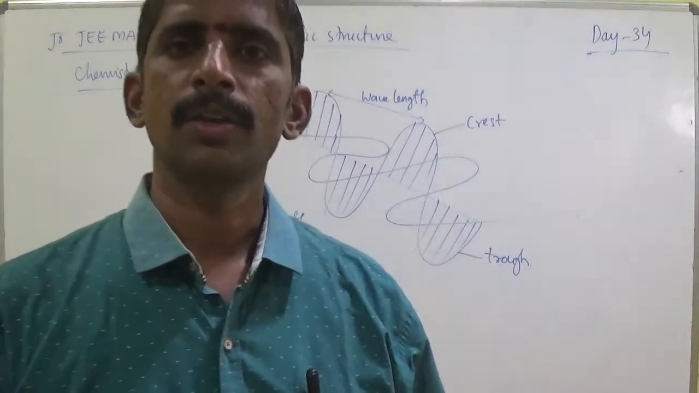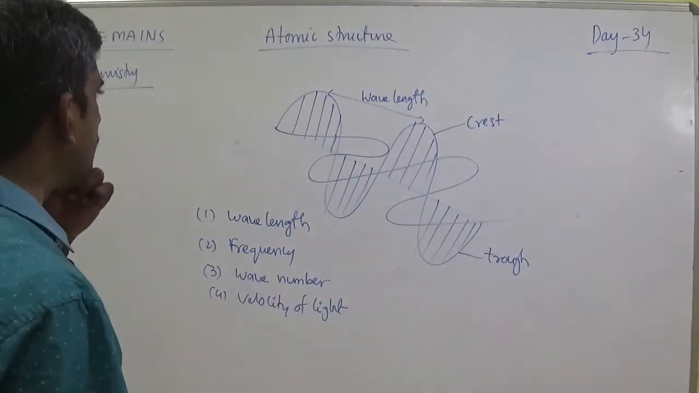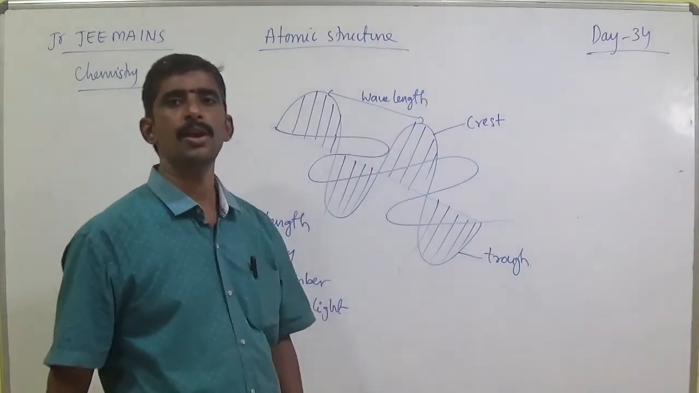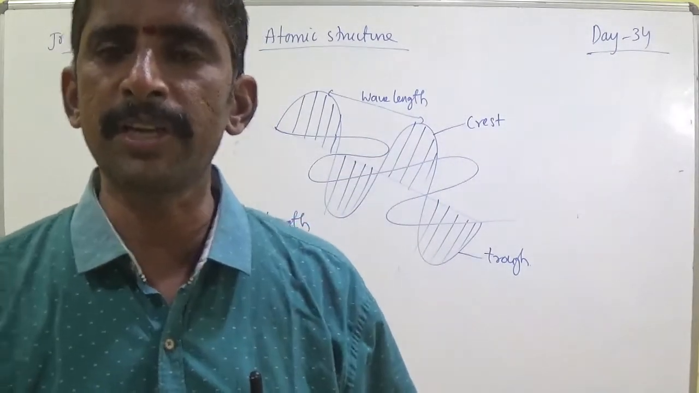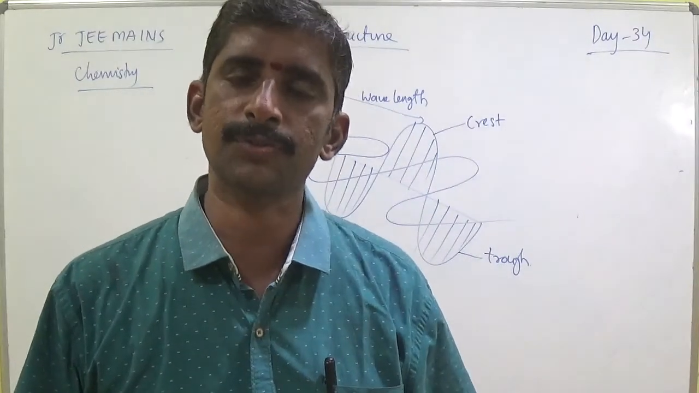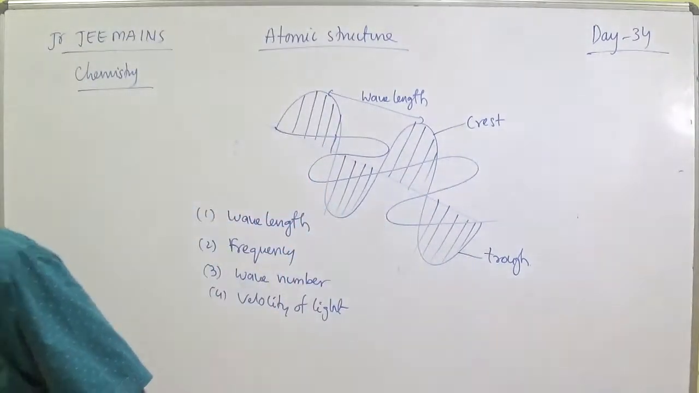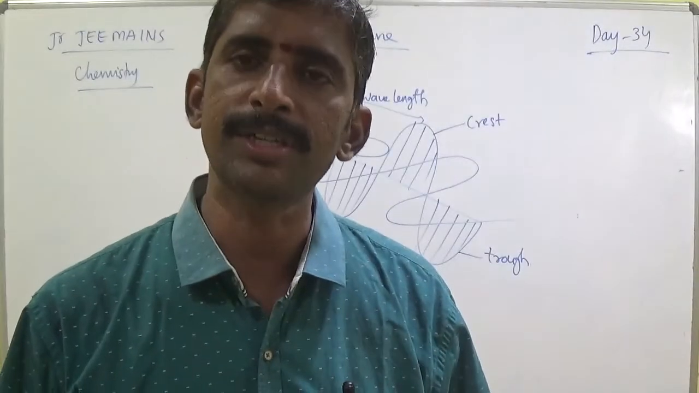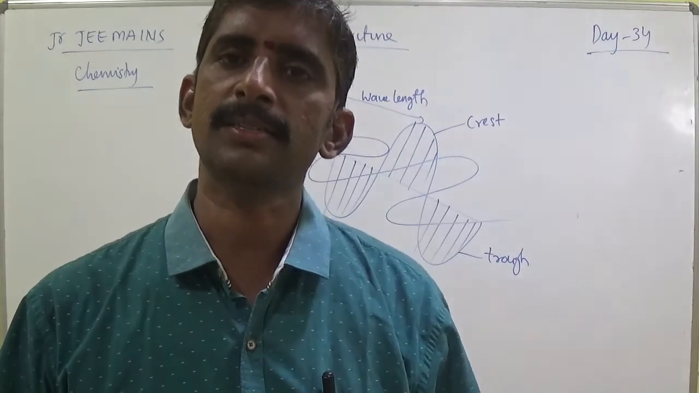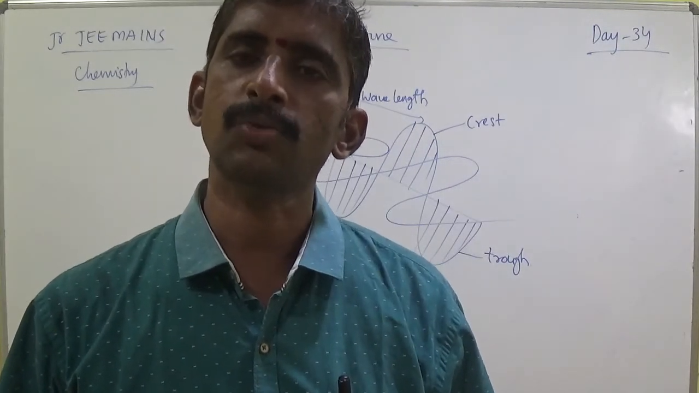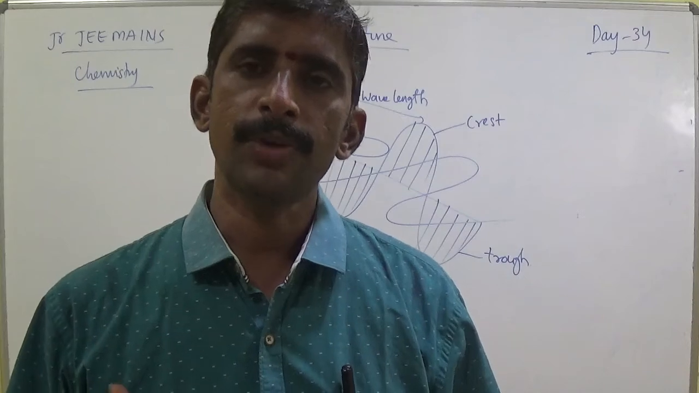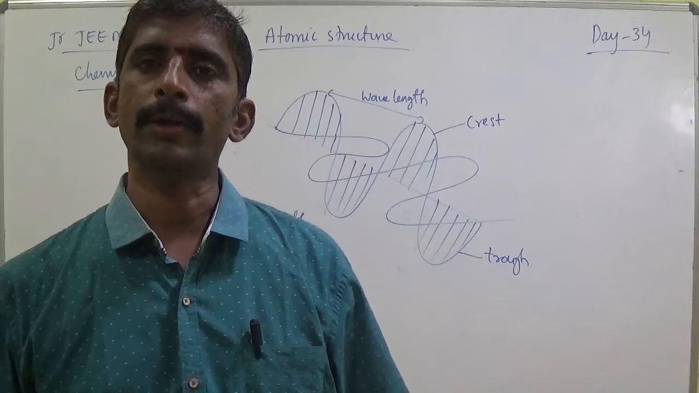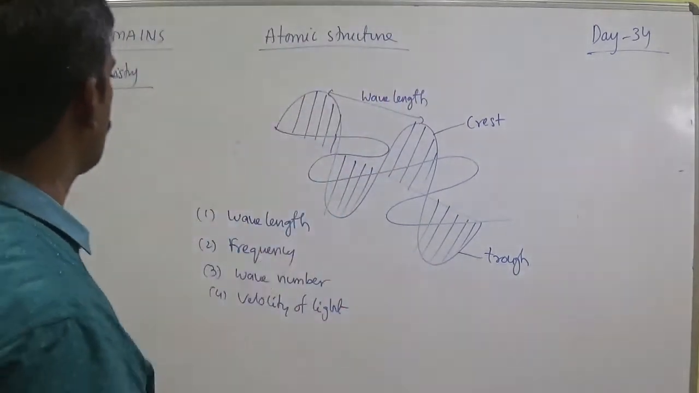Wavelength can be defined as the distance between any two successive crests or troughs. Wavelength is denoted by the symbol lambda. It can be expressed in units of centimeters, meters, angstrom units, nanometers, and picometers.